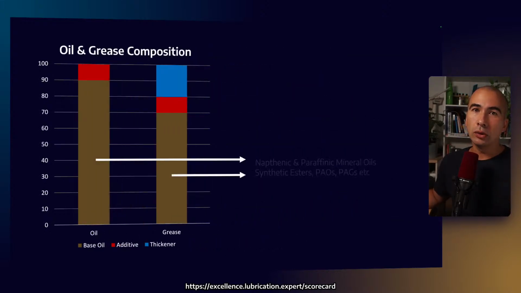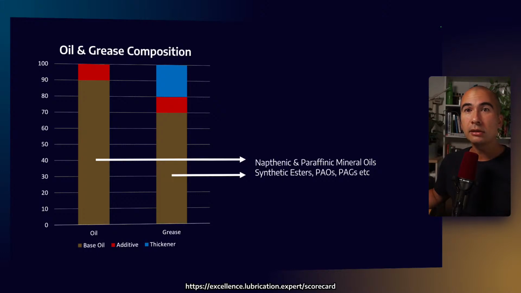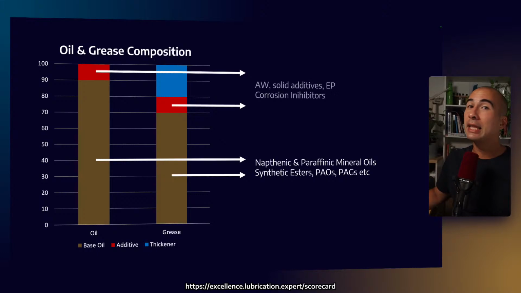Now the base oils are much the same. You can have all sorts of different base oils which go into greases, and if anything, there's more variety in greases than there are in lubricants. The additives are also very similar, although I make note here of solid additives, which we mentioned tend to do much better in greases because they stay suspended, as opposed to in lubricants where they tend to fall out of suspension. So what exactly is the thickener and what makes a grease a grease?